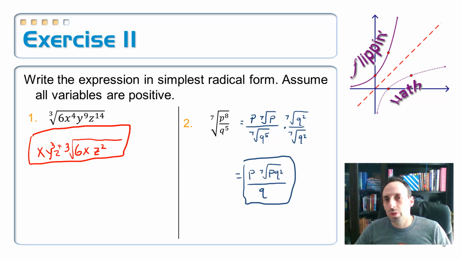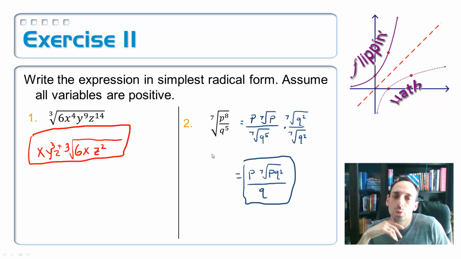On number 1 here with the index of 3, first of all, taking that 6, 6 is just 2 times 3. There's no 3 factors of anything, so it stays on the inside. And then x to the 4th, divide that by 3. It goes in one time, so you have 1 power of x that goes on the outside, and a remainder of 1, so 1 power of x stays on the inside. Okay, taking the y to the 9th, 9 divided by 3 goes in evenly 3 times, so you just get y to the 3rd on the outside, nothing on the inside for y's. And then z, it's 14. 14 divided by 3, it goes in there 4 times. 4 times would make 12, and that leaves 2 left over that have to stay on the inside.